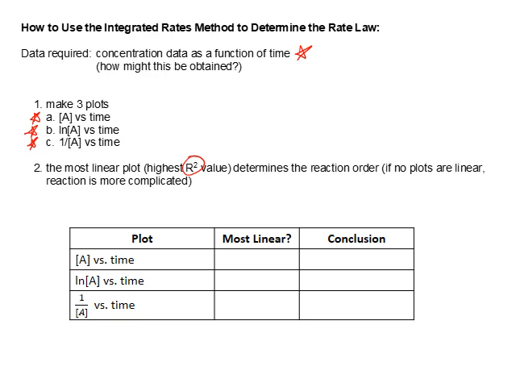Let's summarize these results. If a plot of concentration versus time is the most linear, we would say that the reaction is then zero order. On the other hand, if the natural log concentration versus time plot is most linear, our reaction is first order. And finally, when we compare the three plots, if the 1 over concentration versus time is the most linear plot, that means the reaction was second order.